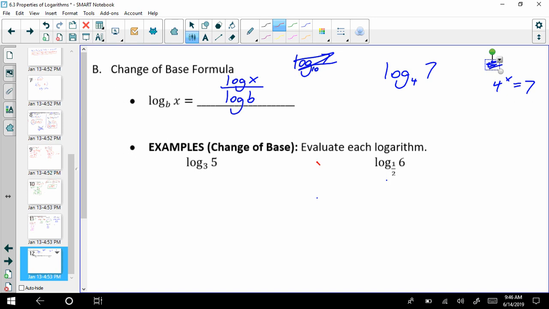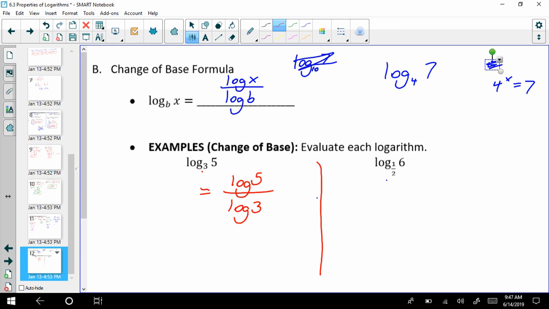So let's try this first example. I would have your calculator handy to make sure you can do this. Evaluate each logarithm. So I want this decimal answer. So let's rewrite it first as log 5 over log 3. A way to remember, like, oh, does the 3 go on top? Does the 5 go on top? Which one goes where? The base number is always on the bottom. Base on the bottom.